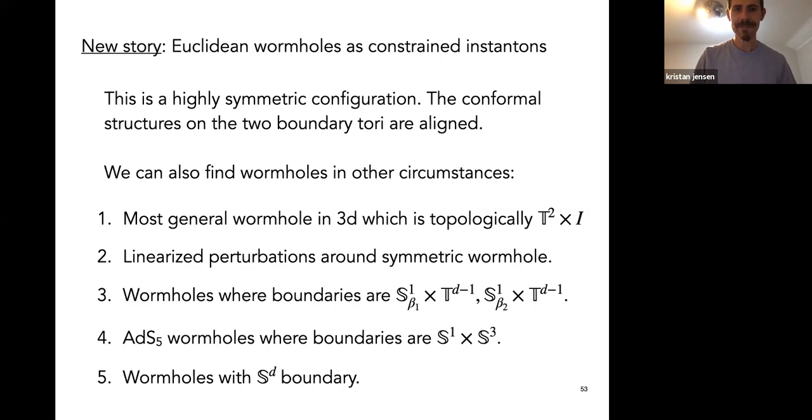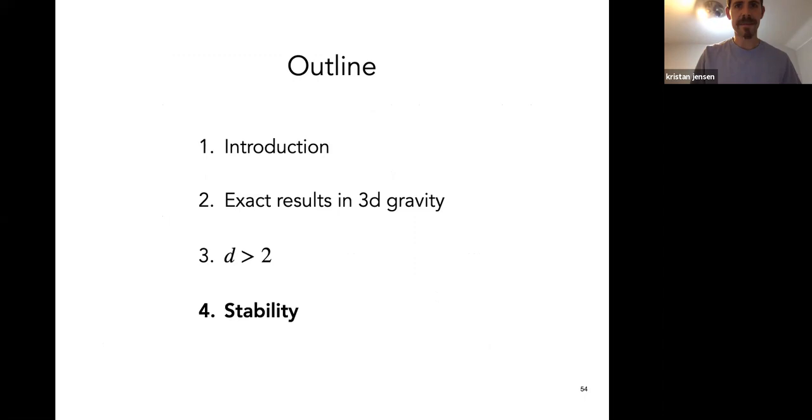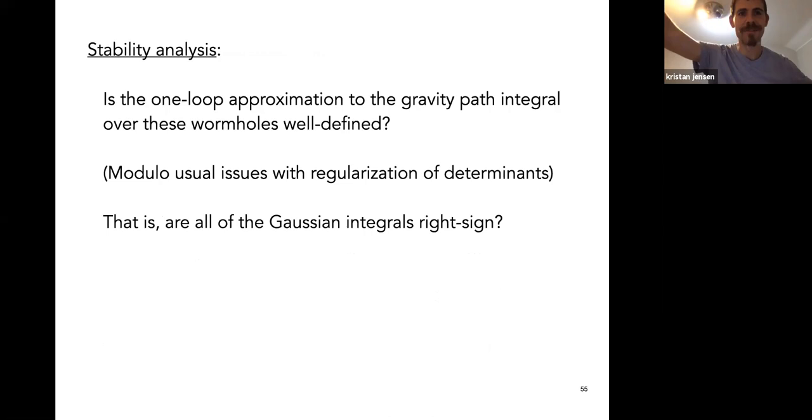I'll conclude with a couple comments about stability. You might wonder, these are some new non-perturbative contributions to the gravity path integral. These are new instantons. Is the one loop path integral well-defined, modulo the usual issues? That is to say, are these things quadratically stable upon adding small fluctuations?